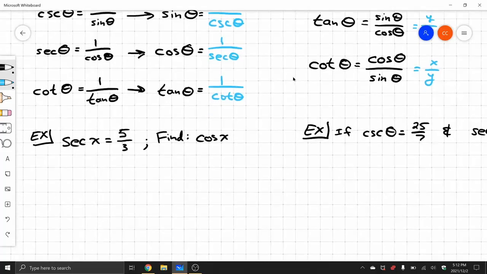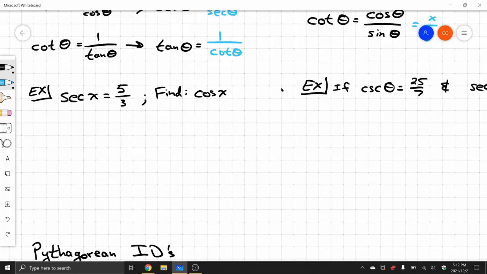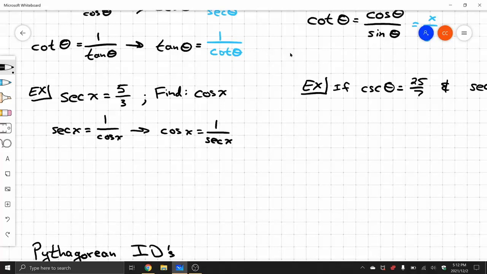If I have secant of x equal to 5 over 3, and I'm asked to find cosine of x. I know that secant of x is equal to 1 over the cosine of x. So if I solve that for cosine, cosine of x is equal to 1 over secant of x. I know that secant of x is 5 over 3, so I've got 1 over 5 over 3.